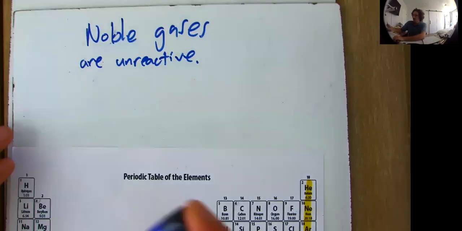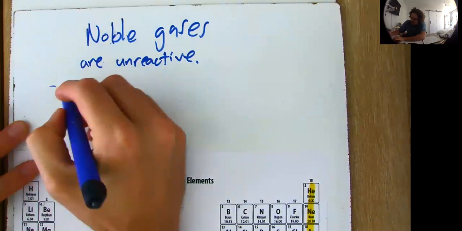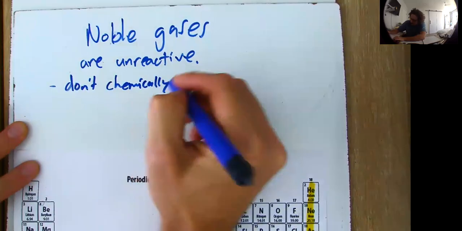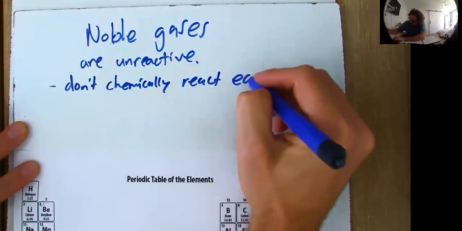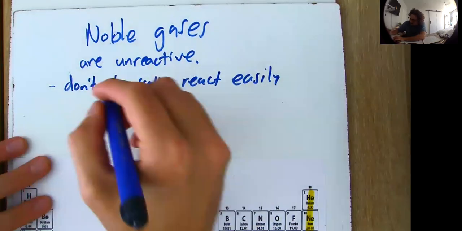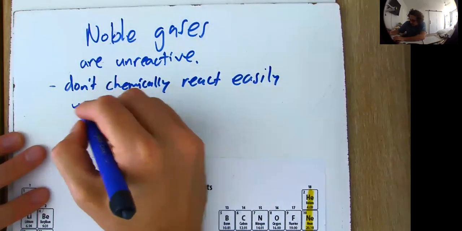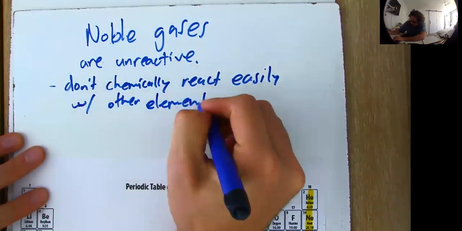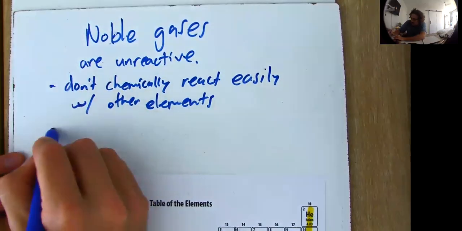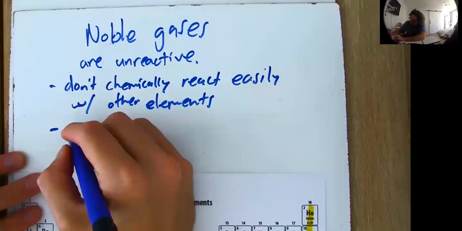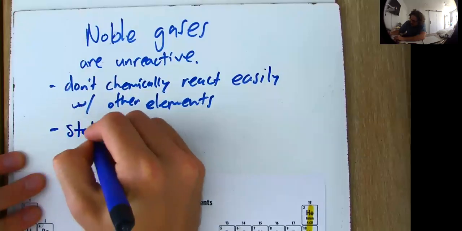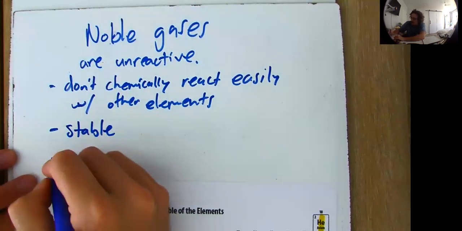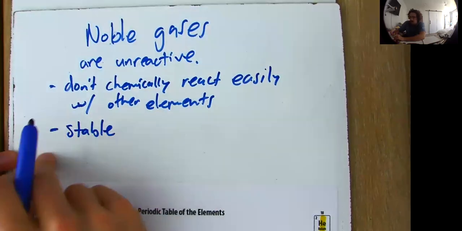Okay, so what does unreactive mean? It means that they don't chemically react easily or at all with the other elements. It means that they're stable.